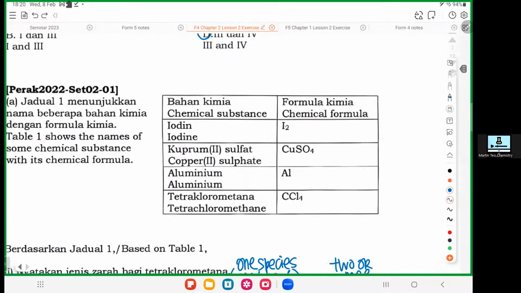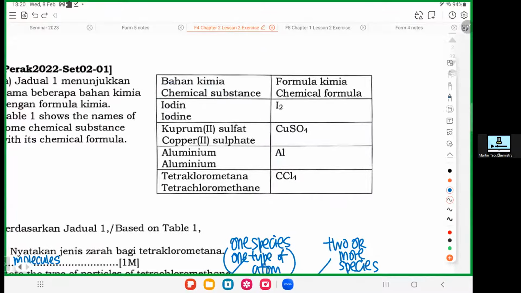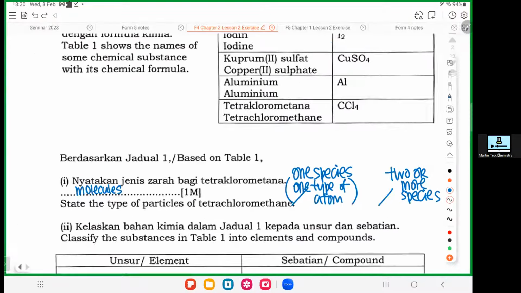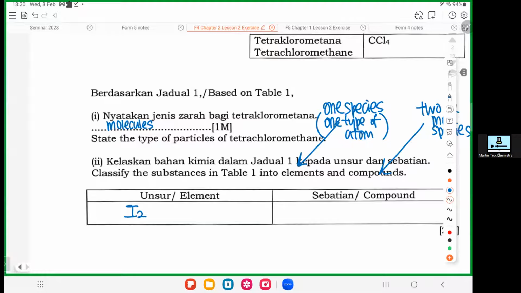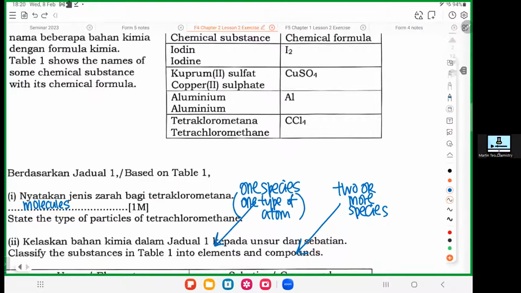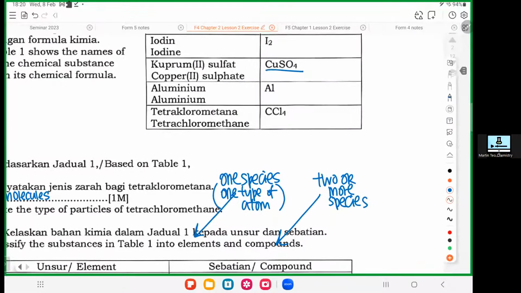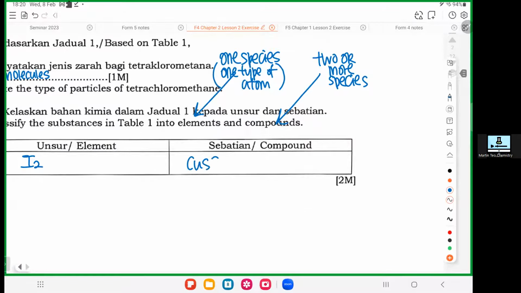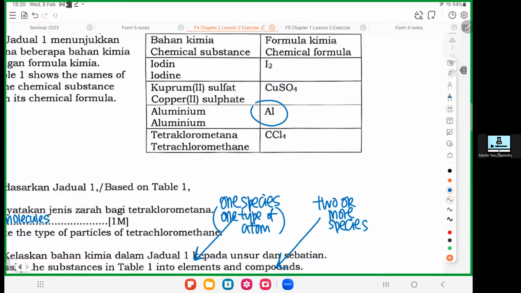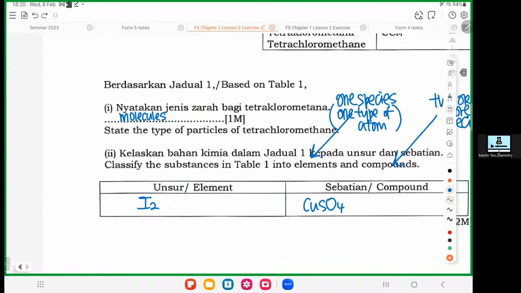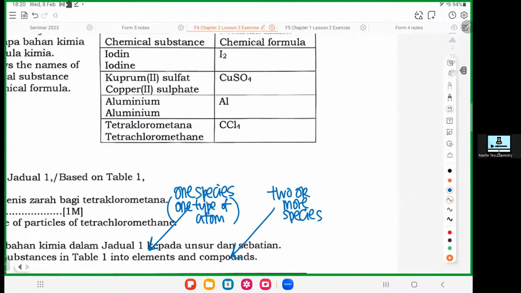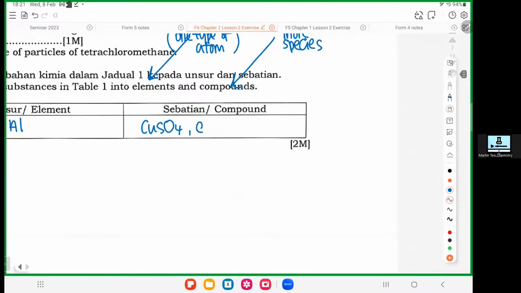So for me, I'm lazy to write the name. I write the formula. So iodine, one species, is element. I put here. So copper sulfate, three species, is compound. I put here. So aluminium, one species, is element. I put here, comma. So tetrachloromethane, two species, compound. So I put here. All right.